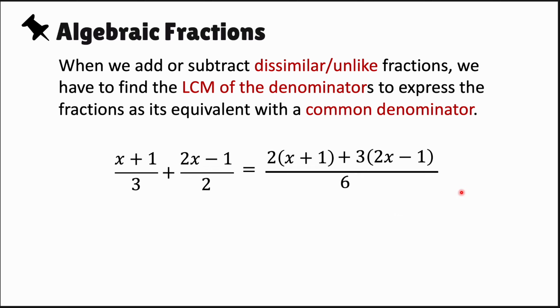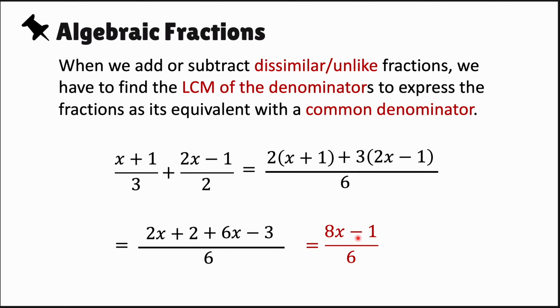Then if we have that, we can still simplify this by expanding. You will get 2 times x and 2 times 1, you will have 2x plus 2. 3 times 2x and 3 times negative 1, that's 6x minus 3. Again, 2 times x, 2x. 2 times 1, that's 2. 3 times 2x, that's 6x. And 3 times negative 1, that's negative 3. Your denominator is still the same, the LCM of 3 and 2, which is 6. Now, we can simplify our numerator. Once we simplify that, that's going to be 8x minus 1 all over 6.